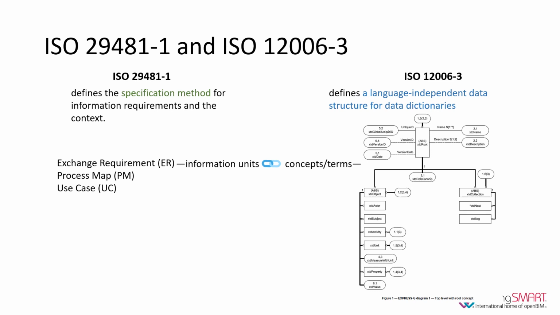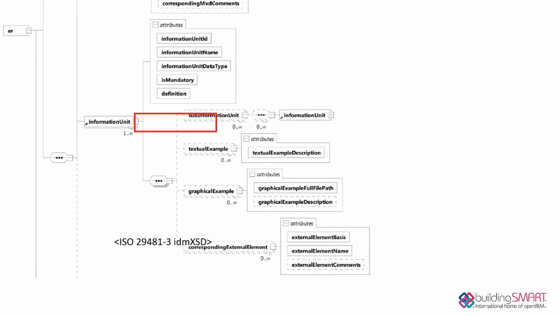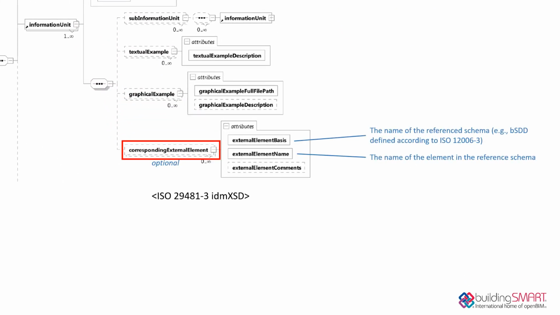In case of ISO 12006 Part 3, we can take a different approach. The concepts and terms specified according to ISO 12006 Part 3 can be mapped to information units of idmXSD through the corresponding MVD element of idmXSD. And the basis schema can be set to a data dictionary defined according to ISO 12006 Part 3. Then the specific terms can be mapped to information units through the corresponding external element of idmXSD.